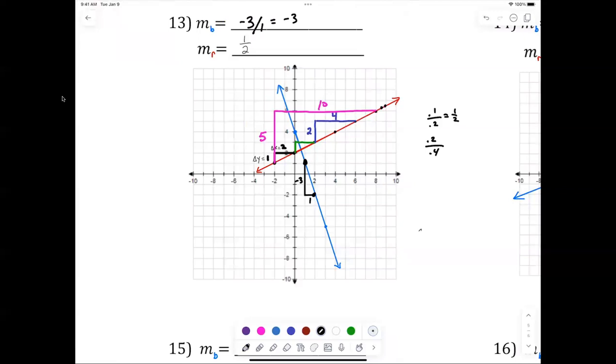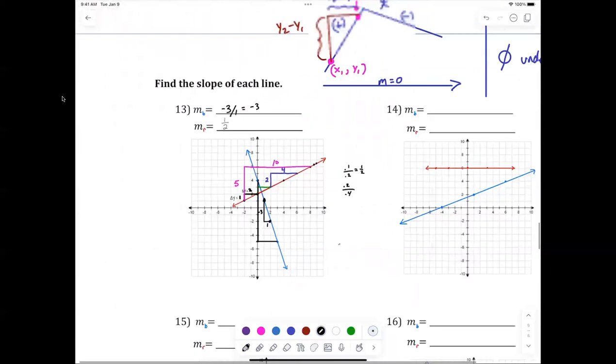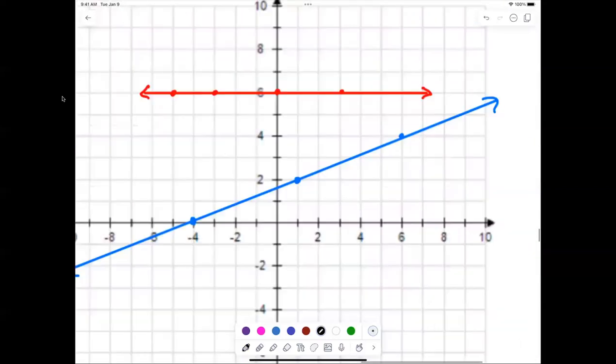Let's say I didn't like those 2 points. Let's say I picked this point right here. I went all the way down here and I went all the way over here. That slope is still going to be what? -3 over 1. It's always the same. It doesn't matter. All right. So with that being said, let's continue on to question number 14.